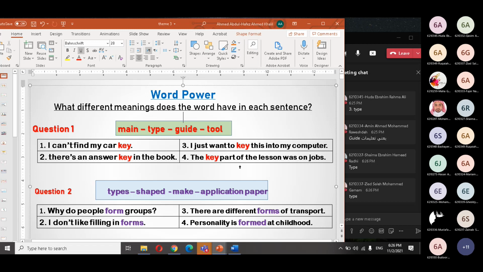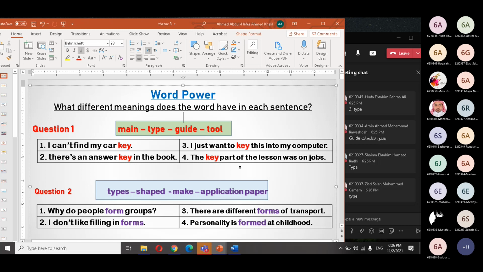So key here means guide. The idea here is that the word key gives a different meaning. We said sometimes a word in English may have more than 10 meanings. The meaning depends on the sentence. That's why, look at the four sentences here. You have the same word, but each time the word has a different meaning.